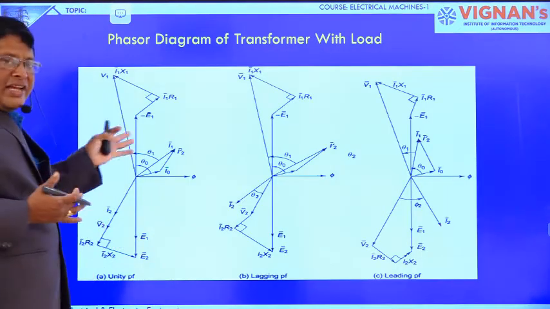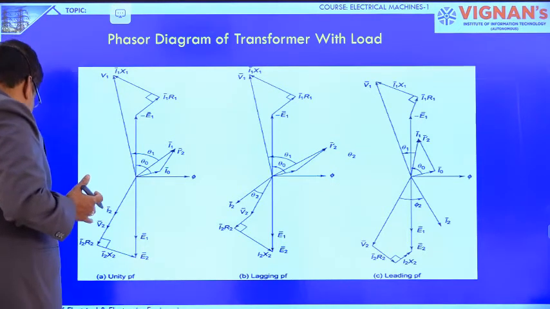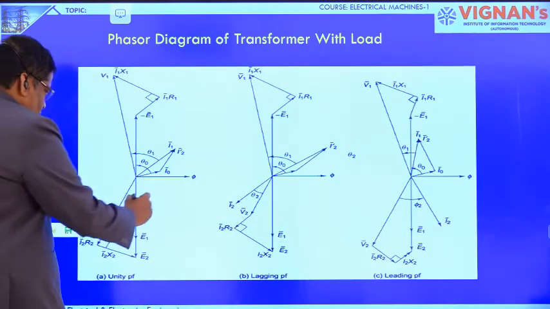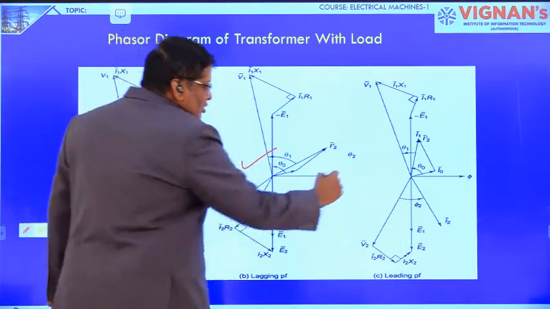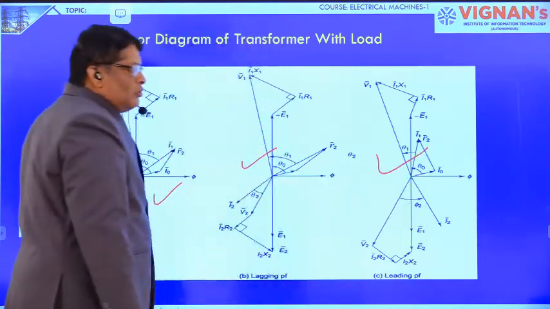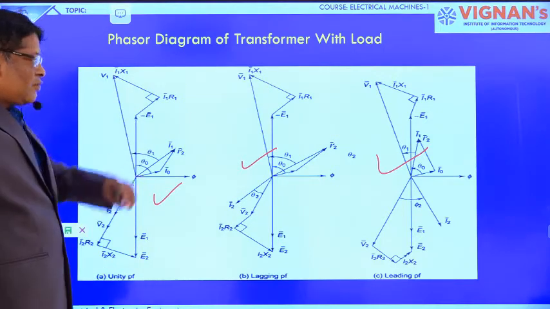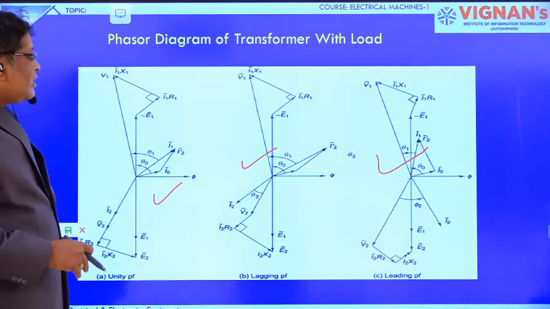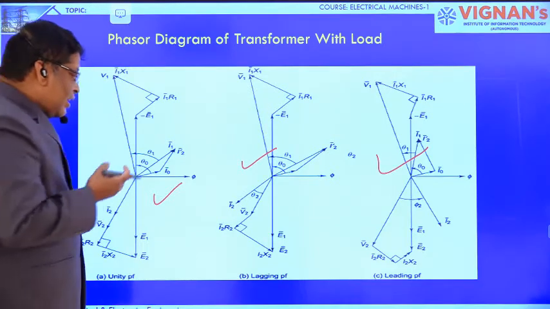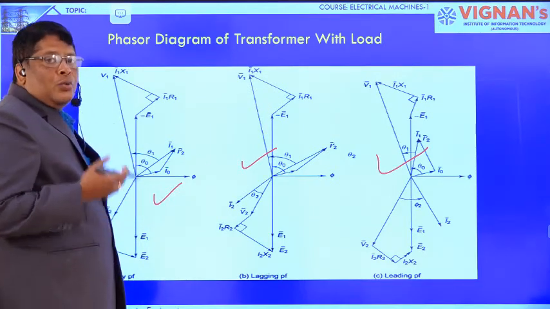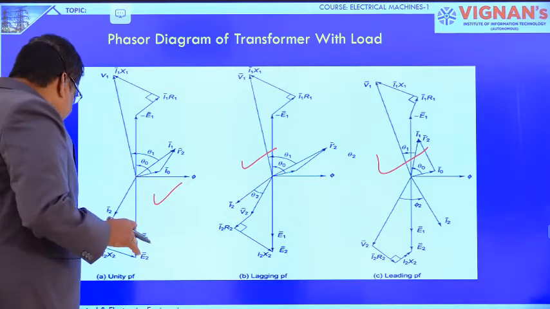These are the three phasor diagrams. One is unity power factor load. This is lagging power factor load. This is the leading power factor load. These are three phasor diagrams of a transformer in loaded condition: the unity power factor, lagging power factor, as well as a leading power factor load connected across a transformer.